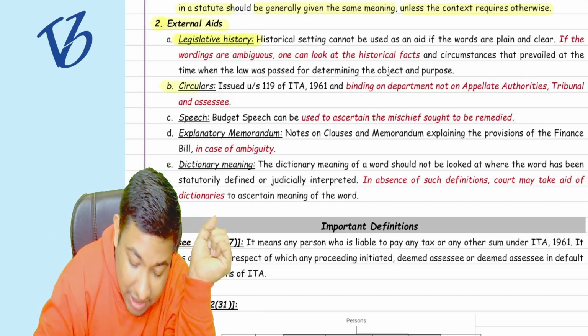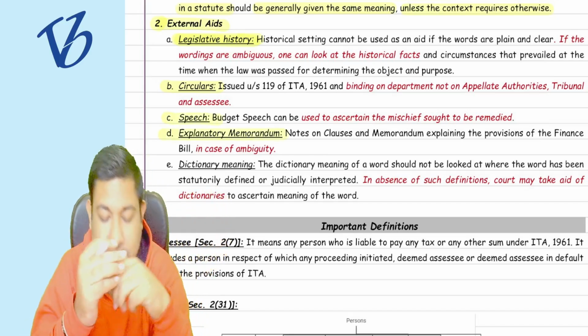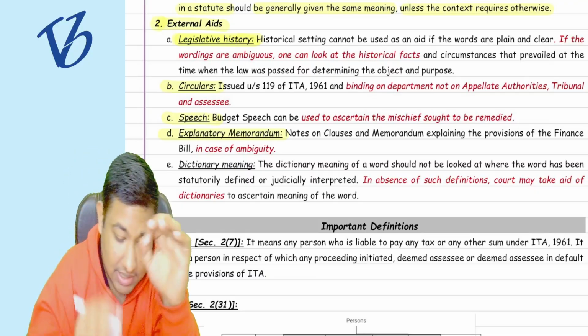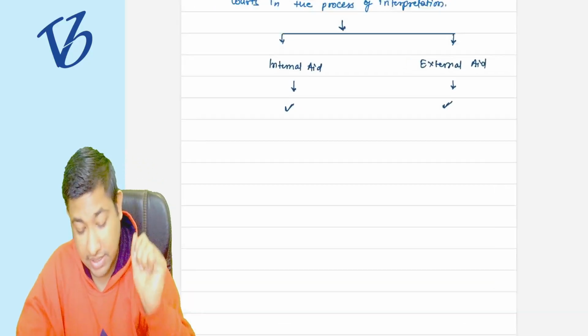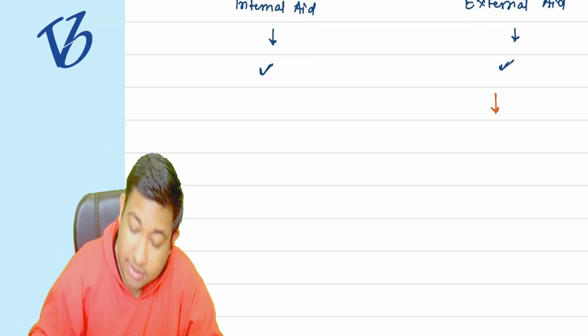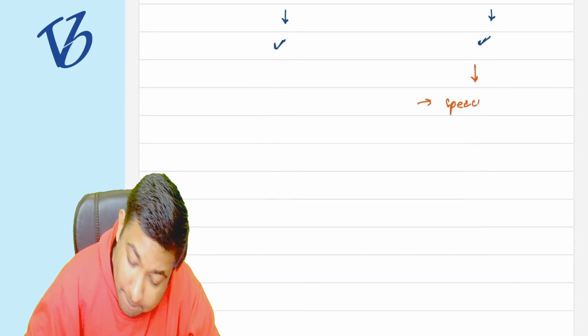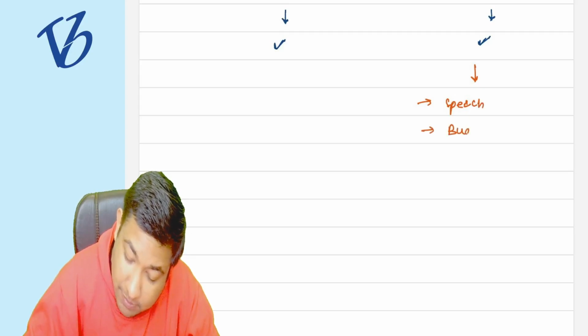Understood? Now circulars we have explained to you. Now speech and explanatory materials, explanatory memorandums. Now understand very carefully what these things are. In the external aid there are two things: first is the speech and second is the budget memorandum.